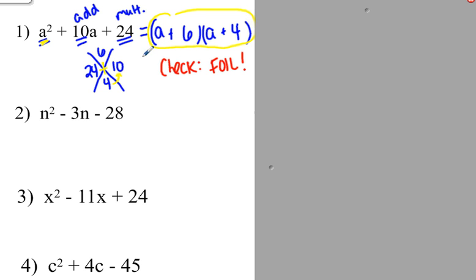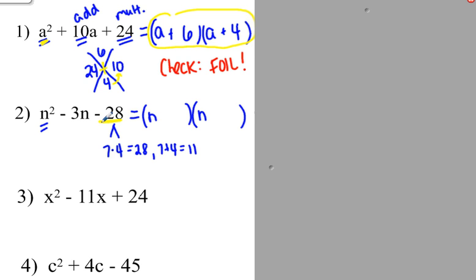N squared minus 3n minus 28. We do not have any common factors, so we'll have to factor by finding the product of 2 binomials. First, beginning with our n squared term, we can fill in our answer with n times n, which would give me n squared. Next, I want to think of factors that multiply to give me negative 28. So one example might be 7 times 4. 7 times 4 gives me a positive 28. And 7 plus 4 gives me 11.